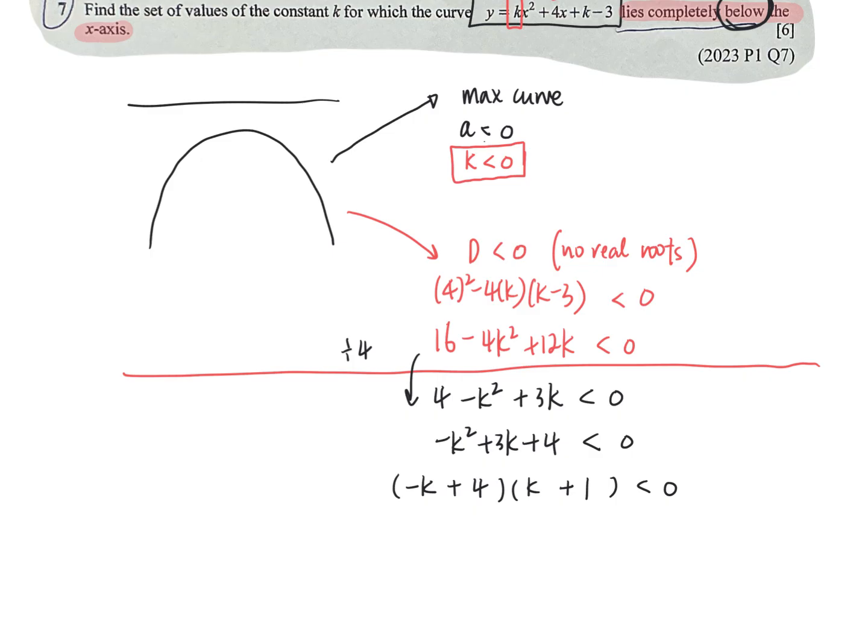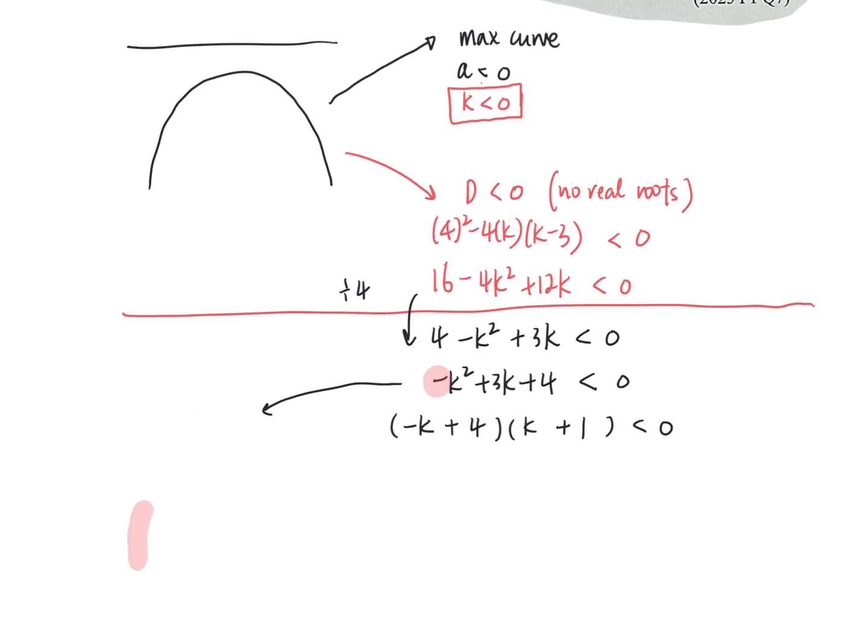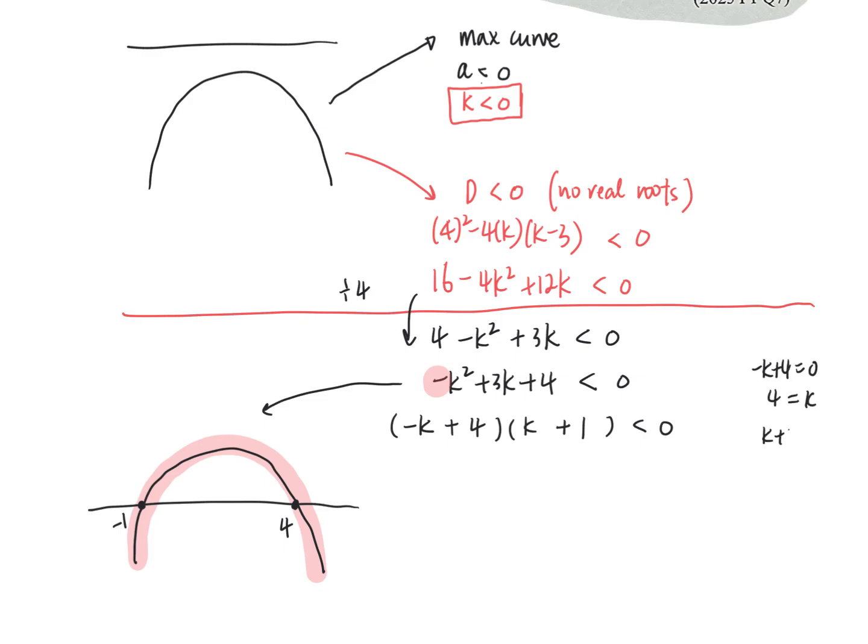And then next we want to sketch the shape out. So what kind of curve is this? Maximum, right? So what we do in the first step is always sketch out and then mark out your two intercepts. One is -1, the other one is 4. How you got that is if you solve this, you get k is 4. You solve this, you get k as -1.